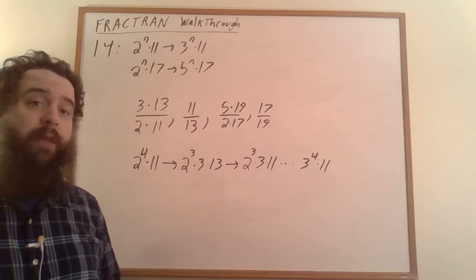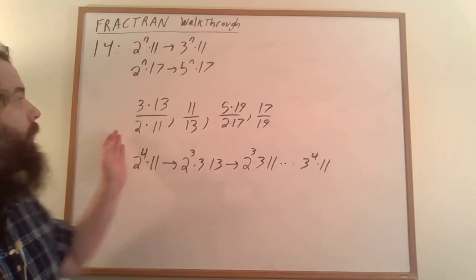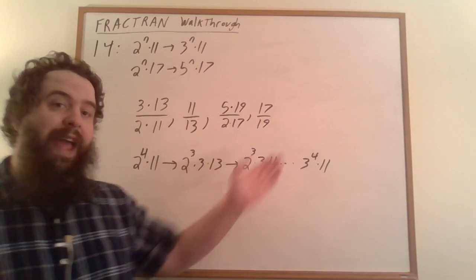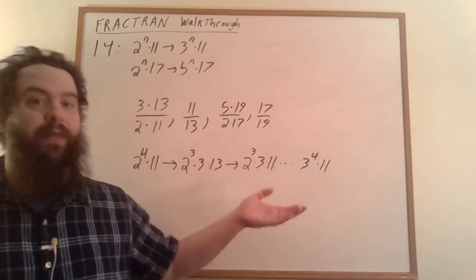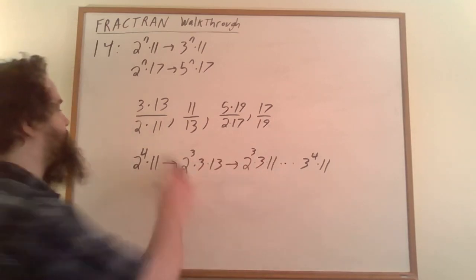Usually when I'm programming in FRACTRAN, I like to label out what each fraction should do, and then use that to figure out what the fractions are.